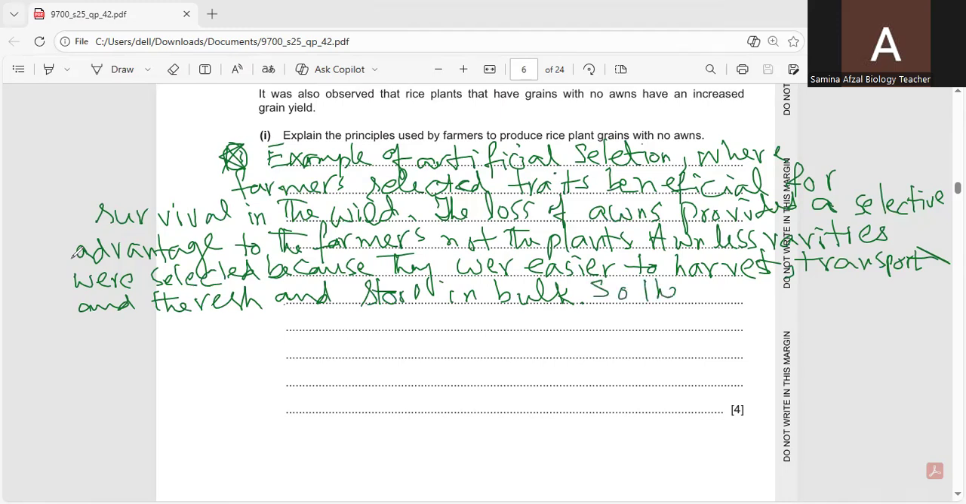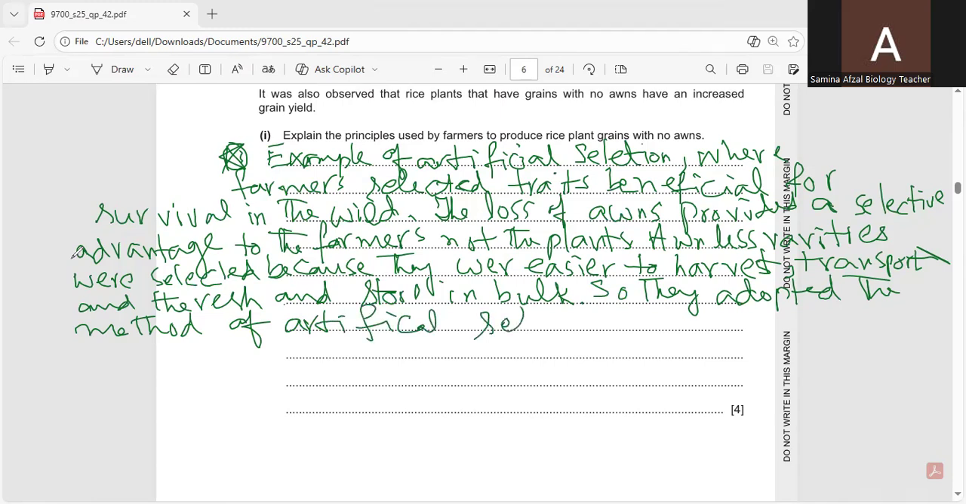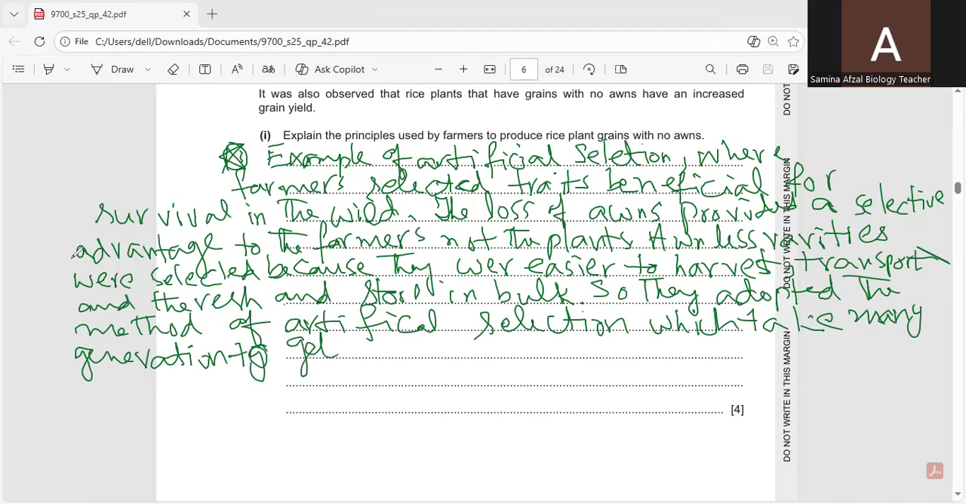So they adopted the method of artificial selection, which takes many generations to get the required product.